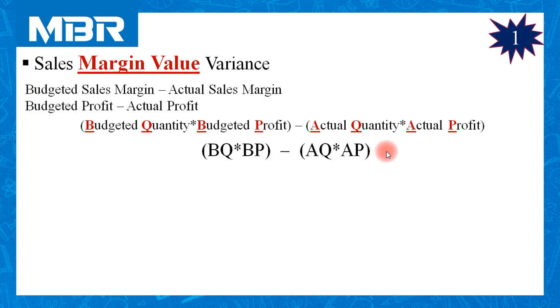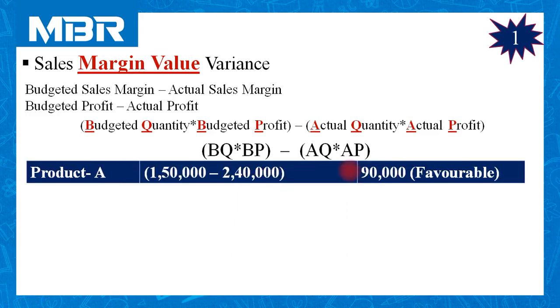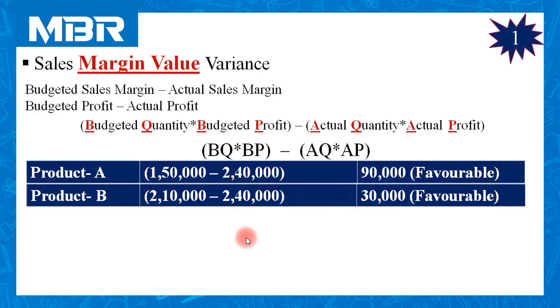As we all know that this particular calculation is mathematical. Once you are clear with the formula, simply apply all the values in the formula, insert the values as a variable and find out the result. For product A, budgeted profit is 1,50,000, actual profit is 2,40,000. Actual profit increased by rupees 90,000, so this is a favorable situation for the company.